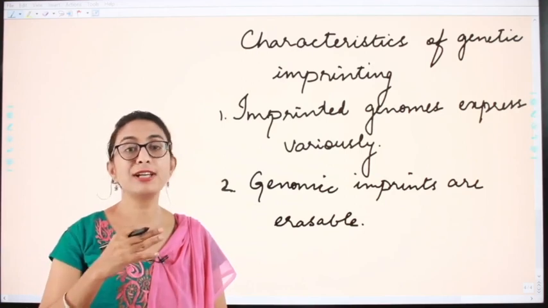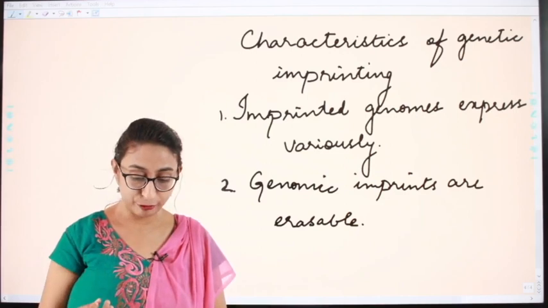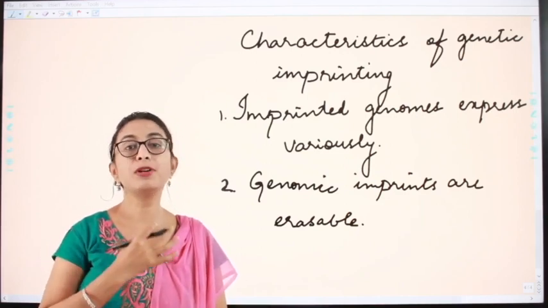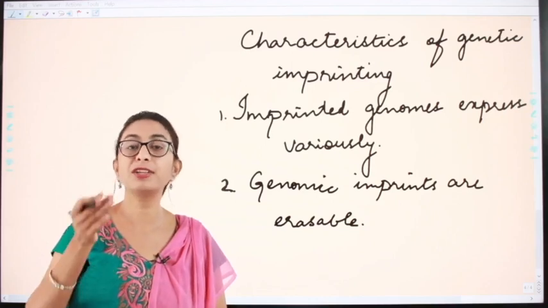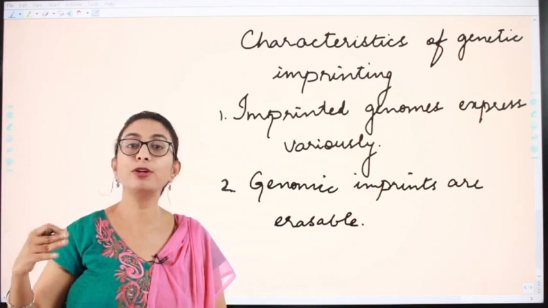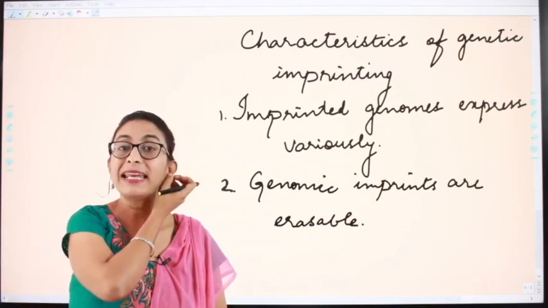So there is no chance of these imprints being carried from one generation to another, and therefore this is not a permanent modification of the gene. Those imprints will be carried only for the next generation, that is from you to your children. From your children it will not be carried over to the future generations. Did you understand? So genetic imprints are erasable.